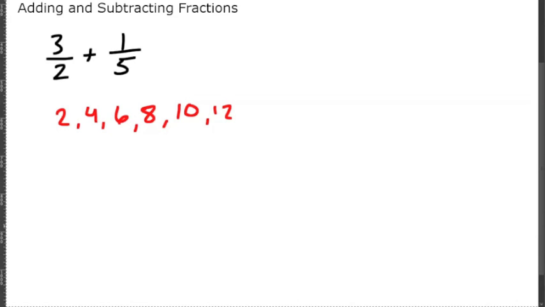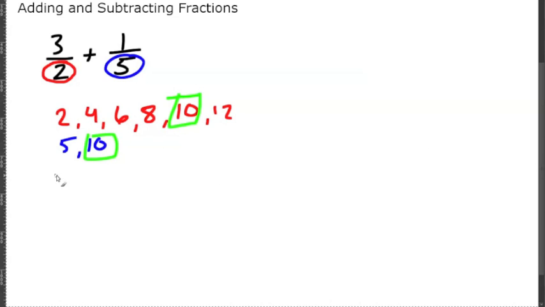Now let's look at it for 5. 5 times 1 is 5. 5 times 2 is 10. And look, we can stop because we have a match. 10 and 10. So now we know that these two can be rewritten as 10. But what do we have to do to make the denominator 10?